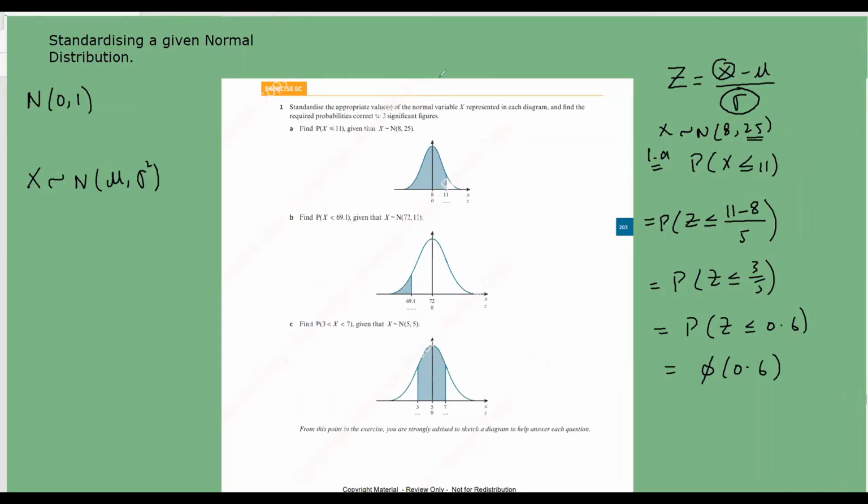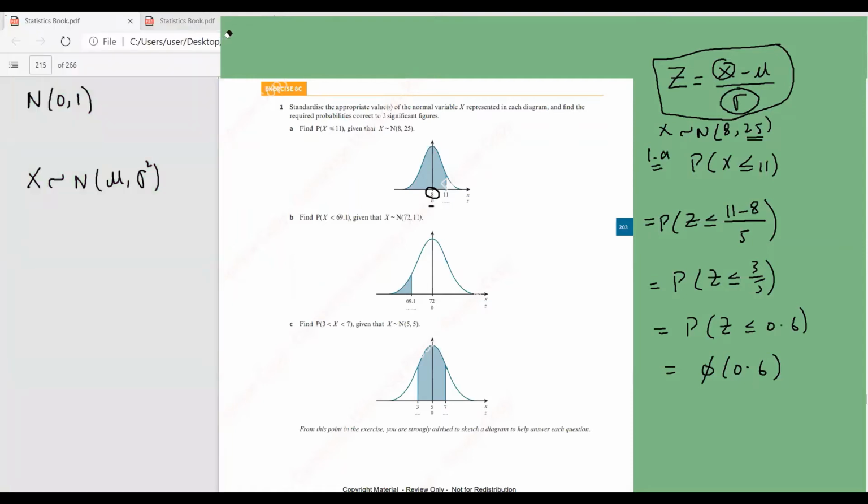So you see that here, your mean is written as 8. Can you see that the mean is 8? But this should actually be 0. So if you want to make it 0, you will have to use this formula over here. Now finding the probability x less than or equal to 11 with the parameter mu, which is 8, and the variance 25, is the same as finding the probability z is less than or equal to 0.6, where your mean is 0 and the variance has become 1.